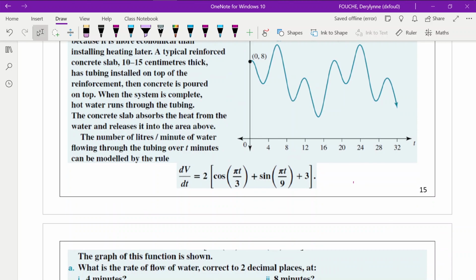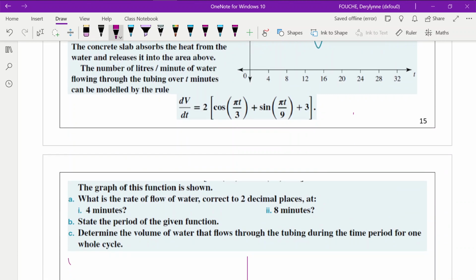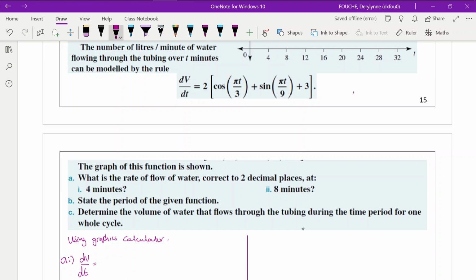Okay, so it says, what is the rate of flow of water, correct to 2 decimal places? Now this will be a technology active question, okay, at 4 minutes. All right, so we're going to say, using our graphics calculator, we want our rate of change, so the rate of flow, we're just using our derivative function they've given us at 4, okay, will be 2 cos of pi times 4 over 3 plus sine of pi times 4 over 9 plus 3. And let's plug that into our calculator.